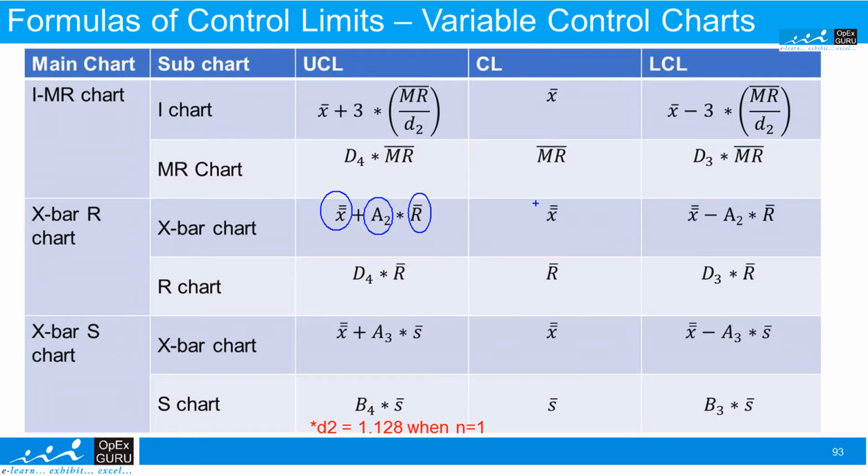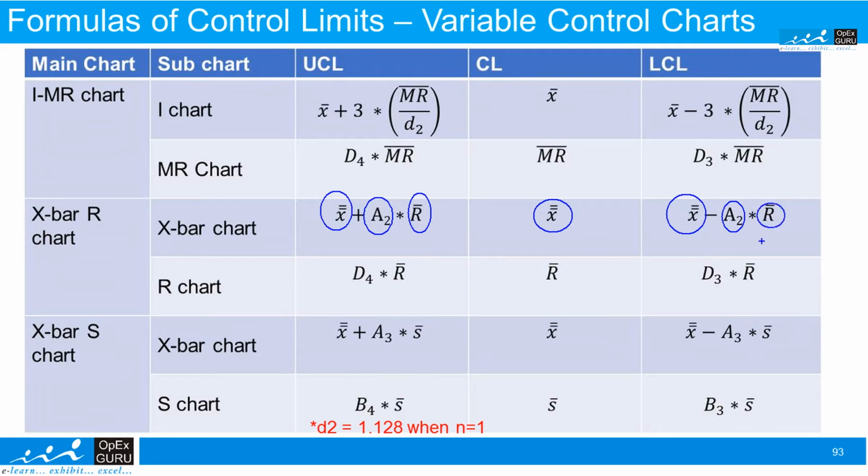Similarly, the center line in the case of the X bar chart is X double bar, which is nothing but the mean of all the subgroup means, and LCL is the opposite of UCL, that is X double bar minus A2 multiplied by R bar. So this is how the different formulas work.